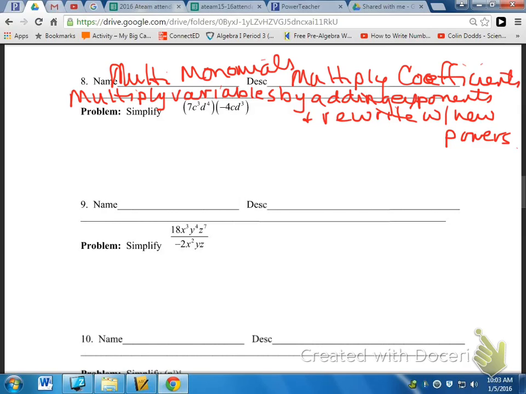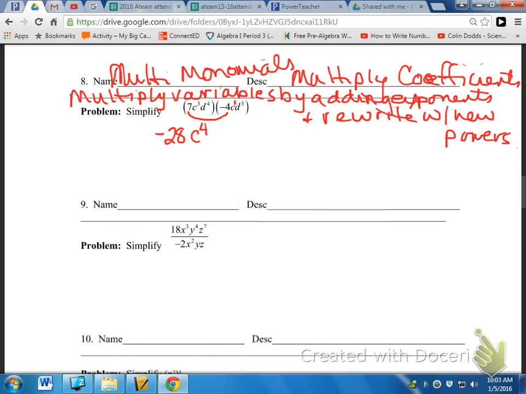So step 1, multiply coefficients. That means I need to take 7 times negative 4, which would be negative 28. And then from there, I match up the variables. In the first monomial, I got c to the third. In the second one, I have c. What's the exponent on that second one? 1. So c to the third and c to the first would make it c to the fourth.